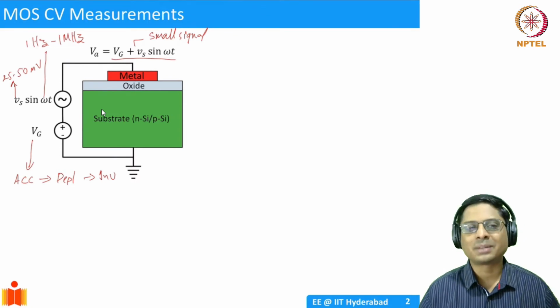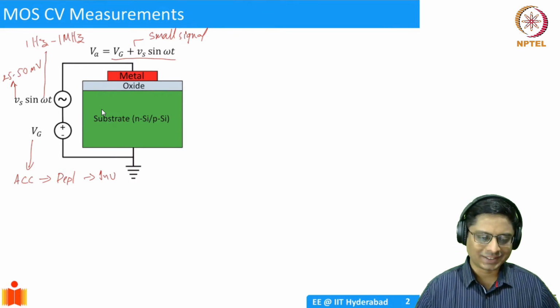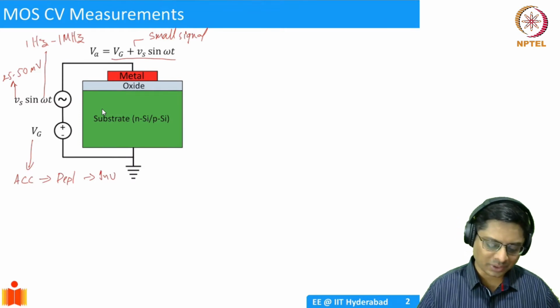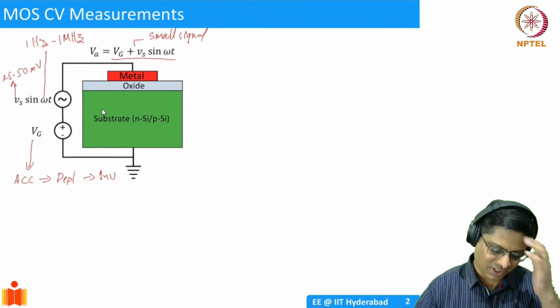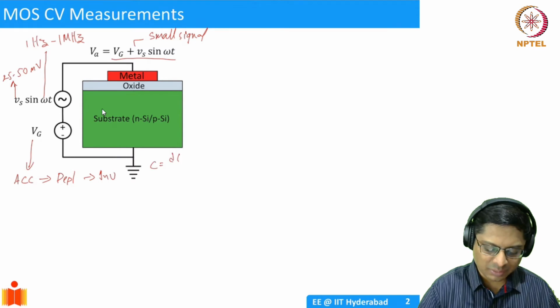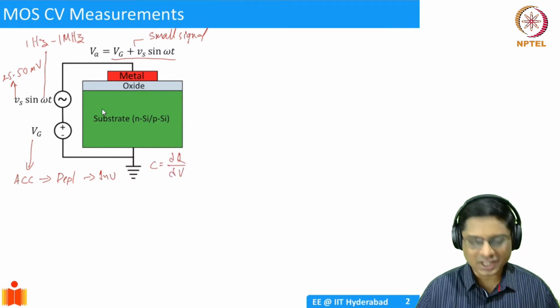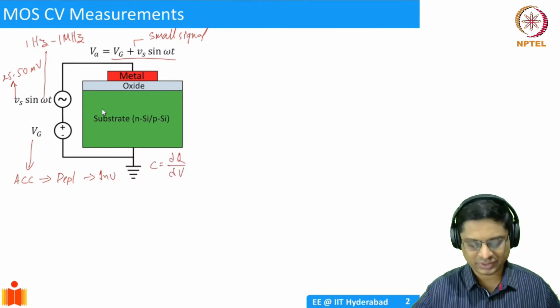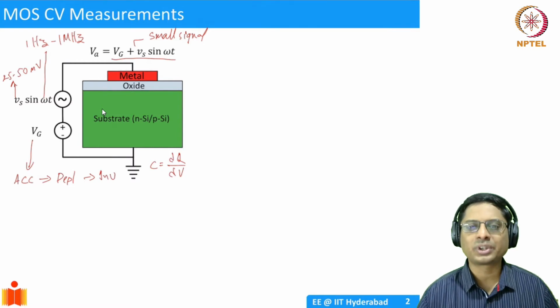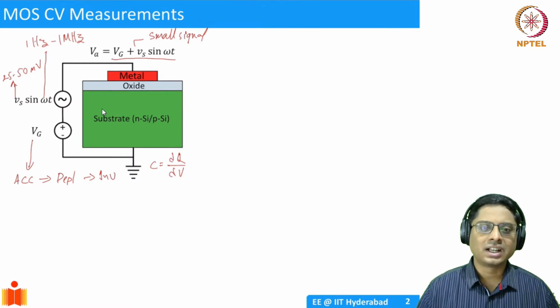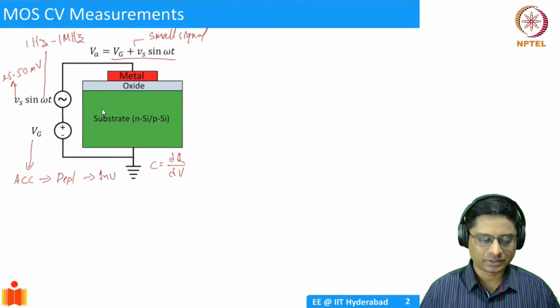But how do you measure capacitance? C is basically dQ by dV. So I'll change my AC signal, that is, at a certain frequency. I'm looking at the response of the charge, and from that I'm calculating the capacitance.